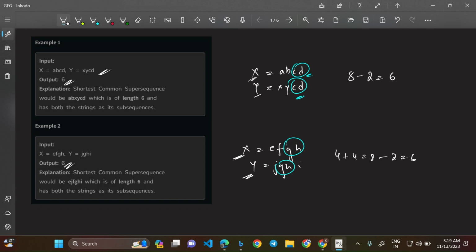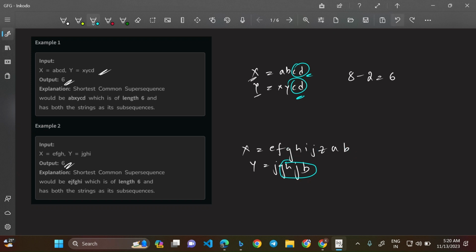Let us assume, in this case, instead of EFGH, just erase this part. Let us assume I have EFGH I J Z A B, and in the other string I have GH Z and B. So what is the longest subsequence that is common to both of them? We have GZJB here, and similarly we have GZJB here, right?